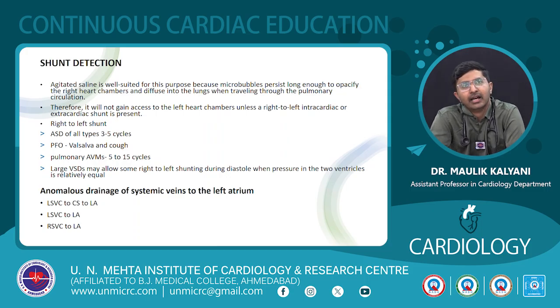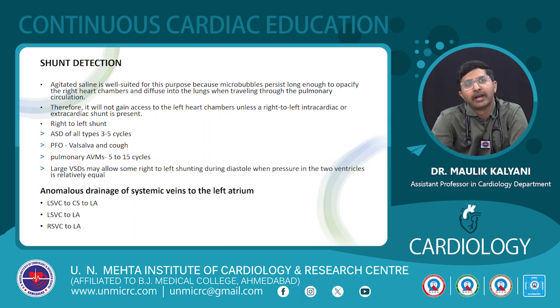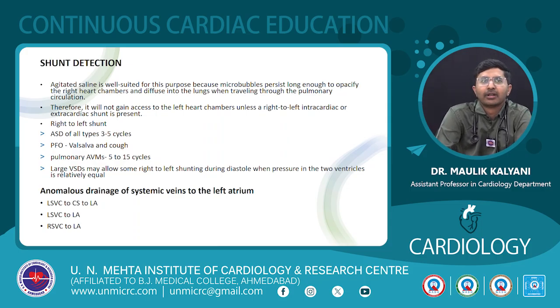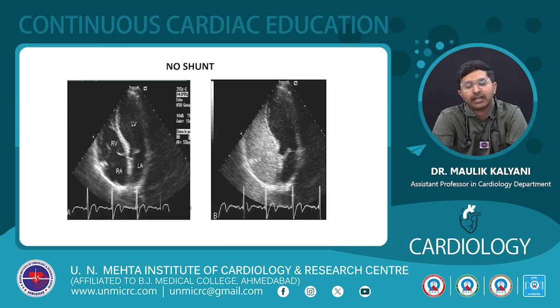In ASD, within 3 to 5 cycles after injecting the contrast and opacification of the right atrium, it will also opacify the left-sided structures. In PFO, it might or might not opacify, but with Valsalva and cough we can confirm it is a right to left shunt. In pulmonary AV malformation, opacification occurs within 5 to 15 cycles. We will see all this in subsequent slides. Second is anomalous drainage of the systemic veins to the left atrium: LSVC to coronary sinus to LA, or LSVC to LA, or RSVC to LA. Many other rare anomalies we can also diagnose.